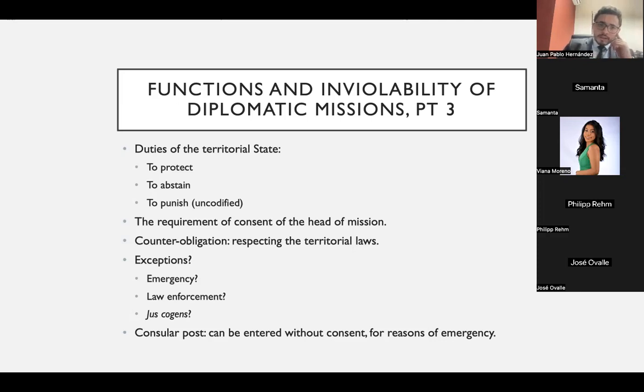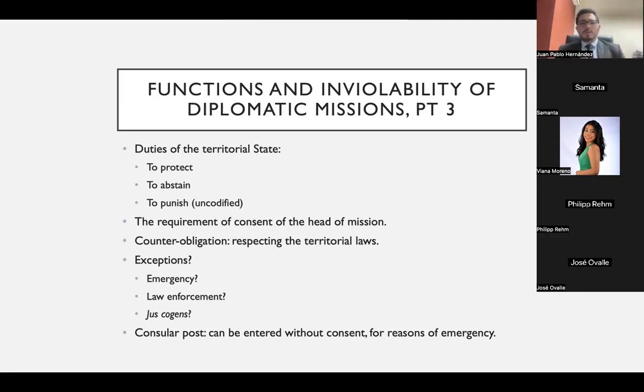So in this context, one needs to analyze whether there are any exceptions to the inviolability of a mission. The question in this respect arises because the Vienna Convention on Consular Relations does contemplate some instances in which the public authorities in the exercise of law enforcement can enter the consular post without consent for reasons of emergency. For instance, when the consular post is on fire and the public authorities need to do something both to protect the mission and its members, as well as to protect the vicinity. So should there be any exceptions? And are there any exceptions under customary international law?